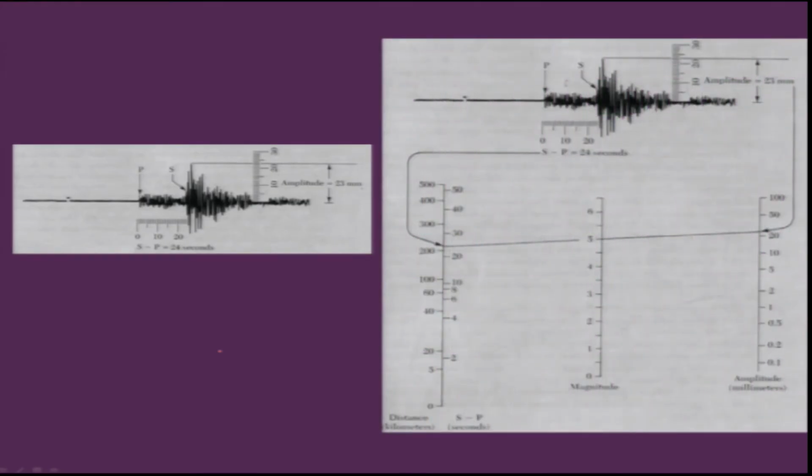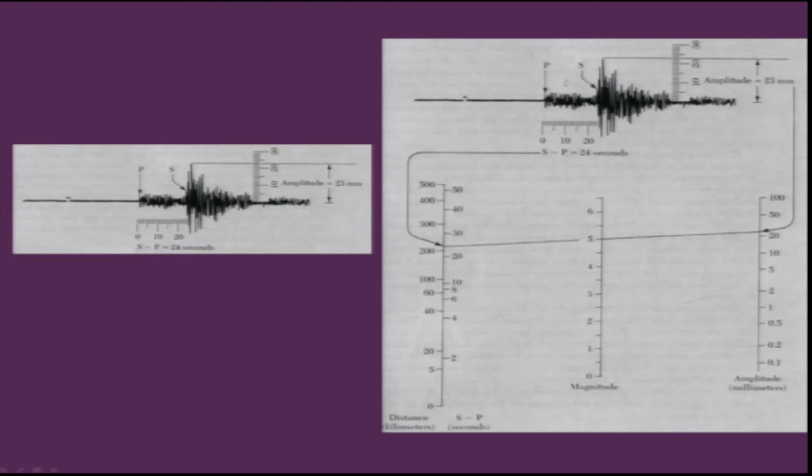You have the P wave arrival, because the P wave is the fastest and arrives first, and then the S wave came in. There is a time difference between the arrival of the S wave and the P wave, which is around 22-24 seconds here, and this is measured as the amplitude of the S wave, which is around 23 mm.